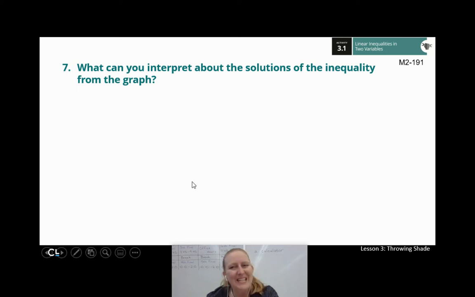So what does this mean about the solutions of the inequality on our graph? It's a line, but we said we don't want her to just score 20. We want her to also possibly score more than 20. So what would that look like on the graph? Go ahead and hit pause. Just give that a little bit of thought and then hit play to keep going.